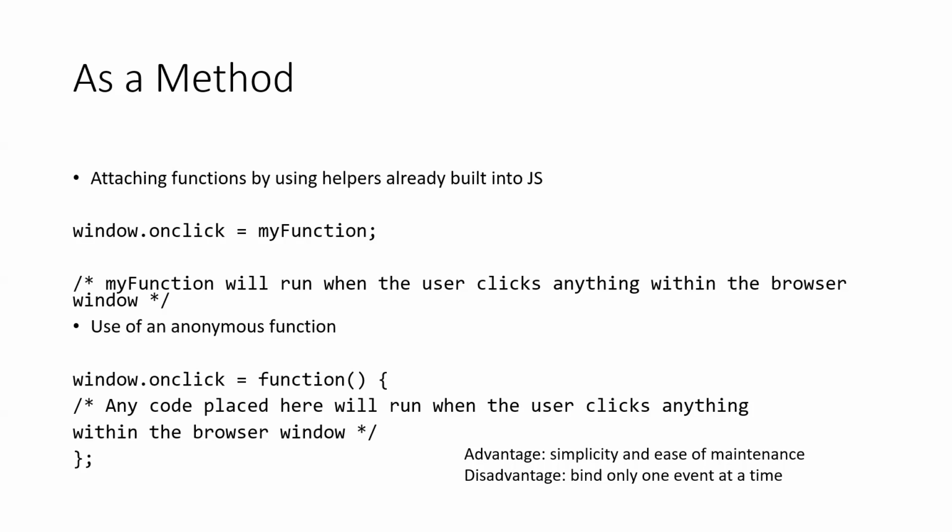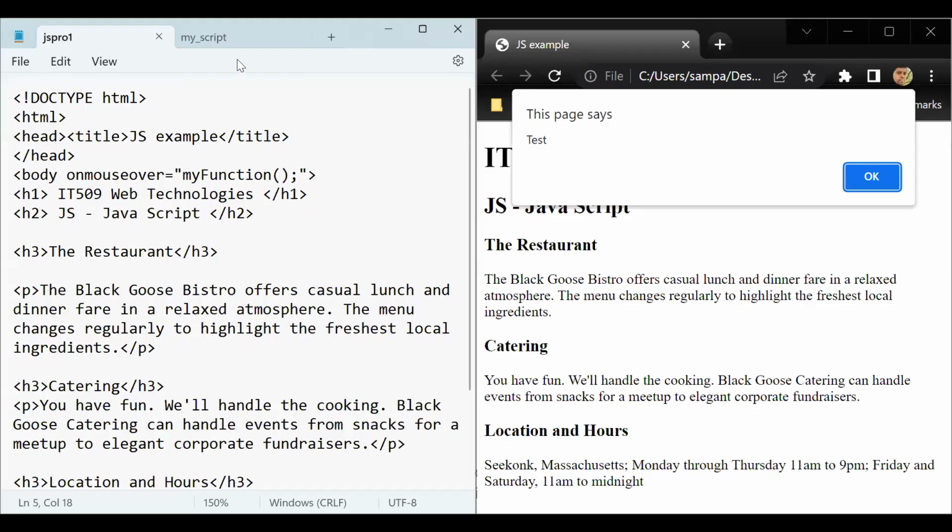So what happens here? We have my function. When the user clicks on anything in the browser window, it will run. So we can say window on click, we can say my function. Let's go back and see how we can implement this. Right now, this is what I have. This is my script, and I'm going to remove this. Earlier, we put it as an attribute.